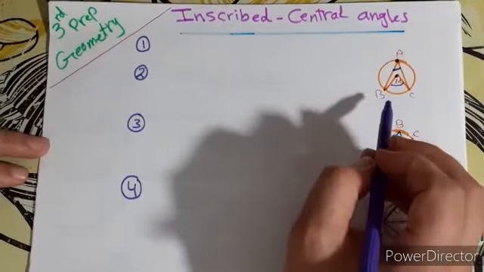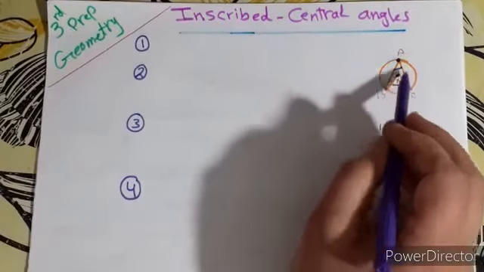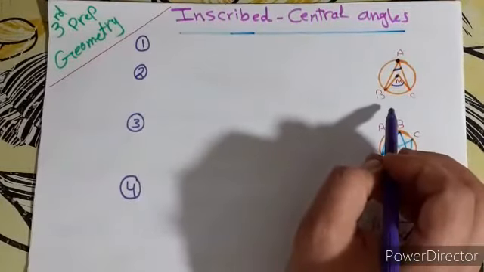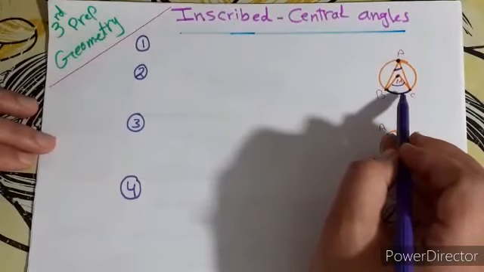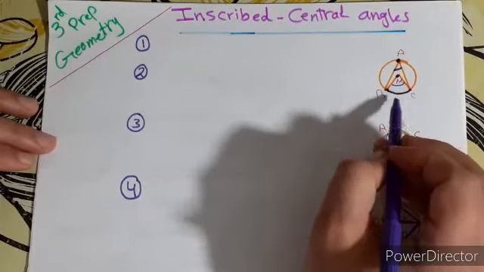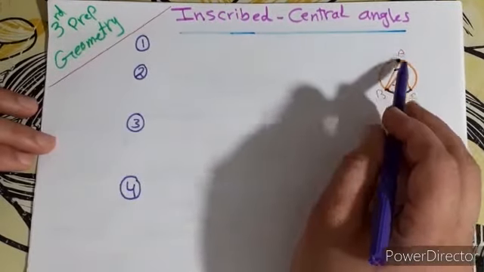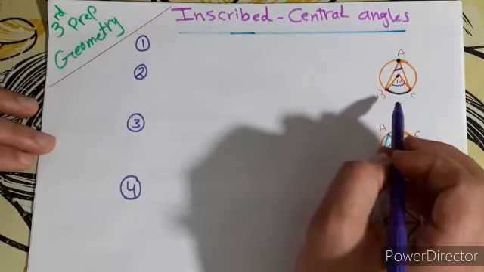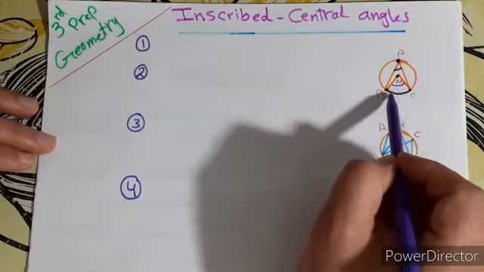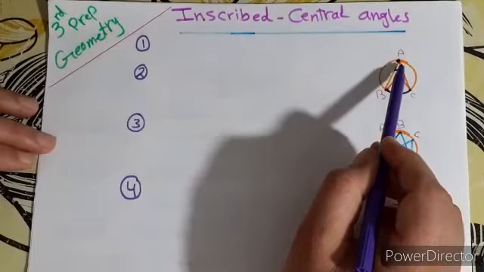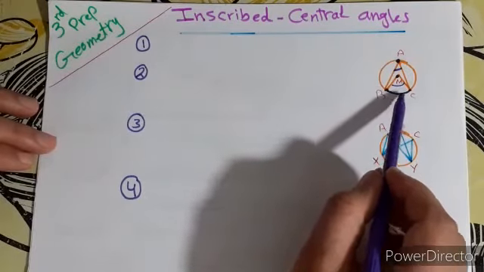Now we have two types of angles: central angle BMC and inscribed angle BAC. We have studied before the arc BC. This arc BC is opposite to the central angle M, and at the same time opposite to the inscribed angle BAC. Then we can say the inscribed angle and the central angle are subtended to the same arc BC.